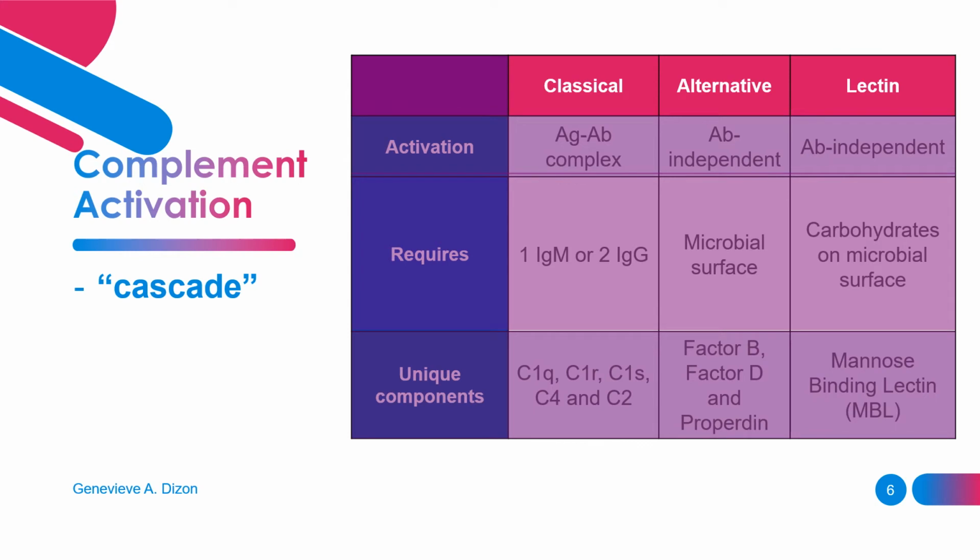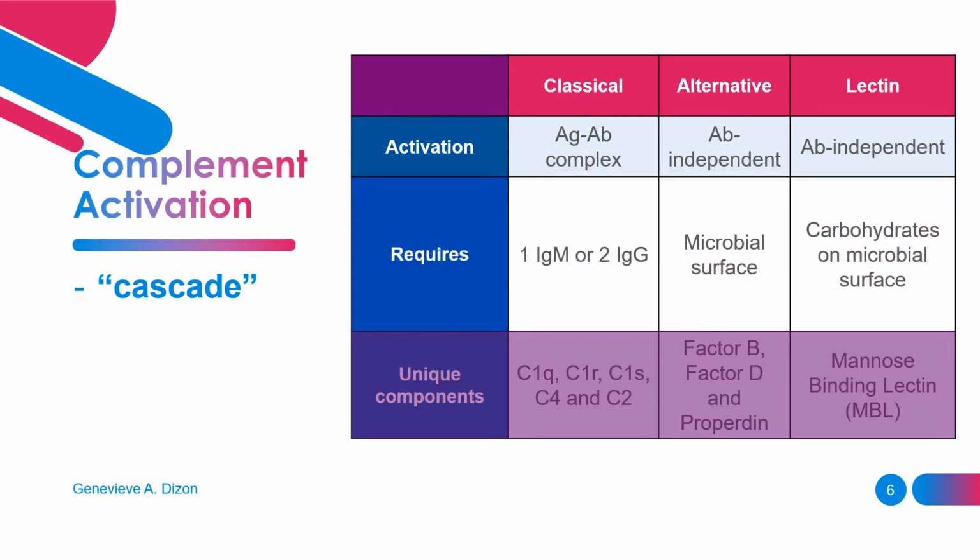This is a table that differentiates the pathways according to their activation, the different requirements, and the unique components present in each. For the activation, the classical pathway needs immune complexes, or the antigen and antibody complex. The alternative pathway and the lectin pathway are both antibody independent, which means they do not need the presence of the antibody to be activated.